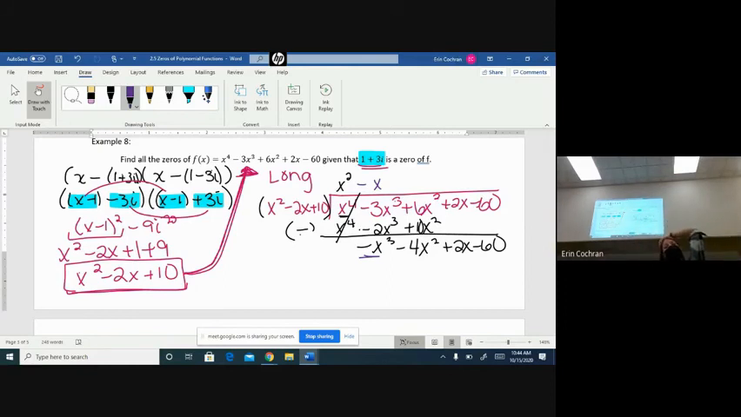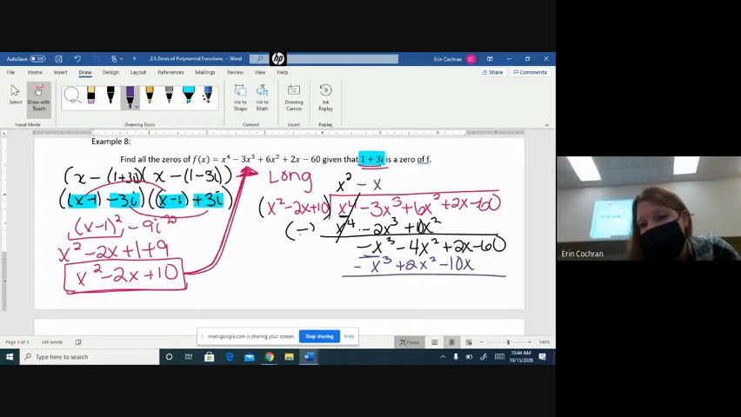All right. So then x squared goes into negative x cubed, negative x. So we get negative x cubed, positive 2x squared, negative 10x. And then what? Subtract. So negative x cubed minus negative x cubed is 0. Negative 4x squared minus 2x squared is negative 6x squared. 2x minus a negative 10x is 12x. And then bring down the minus 60.